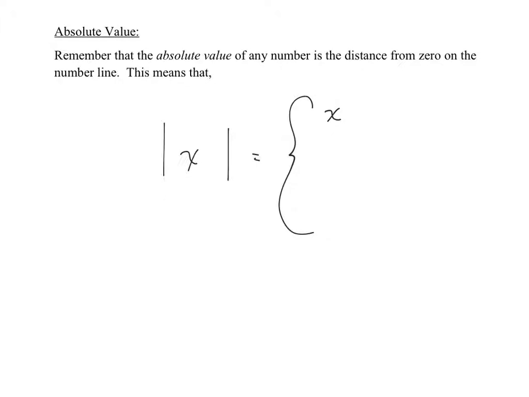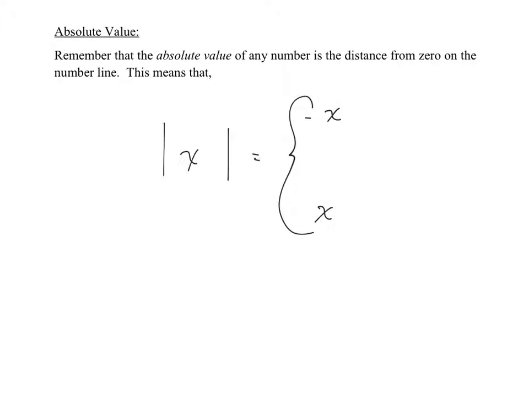So when x is negative, let me move this down a little bit. When x is positive, we know it's positive x. But when x is negative, the function is actually negative x, meaning you're going to use the opposite if it's negative. If x is positive, like 7, the absolute value of 7 is simply 7. But the absolute value of negative 7 is positive 7. So if this were a negative 7 in here, you have to do the negative of negative 7, making that positive. So absolute value can be thought of in little pieces.